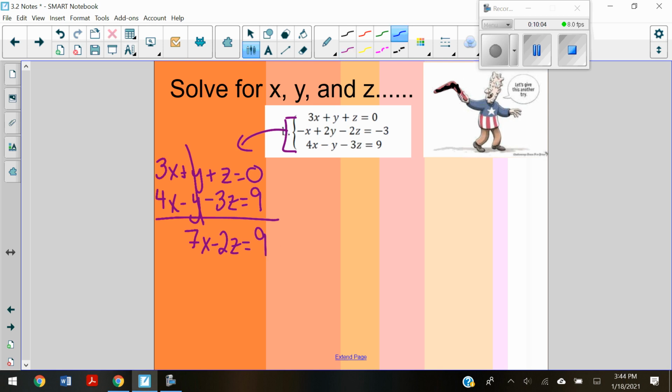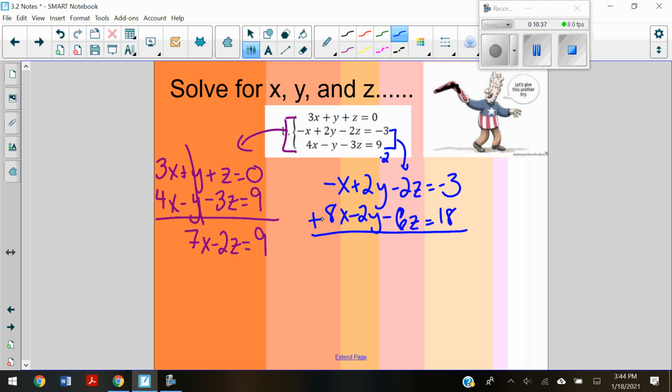All right, then I'm going to take my middle equation and my bottom equation, because with my middle equation, we still have to eliminate y. My middle equation is a positive y. My bottom equation is a negative y. So I'm going to multiply this bottom equation by a positive 2 so that I can eliminate that. So I keep the middle equation as is. And my bottom equation becomes 8x minus 2y minus 6z, sorry, equals 18. So I get a 7x, my y's cancel, minus 8z equals 15.